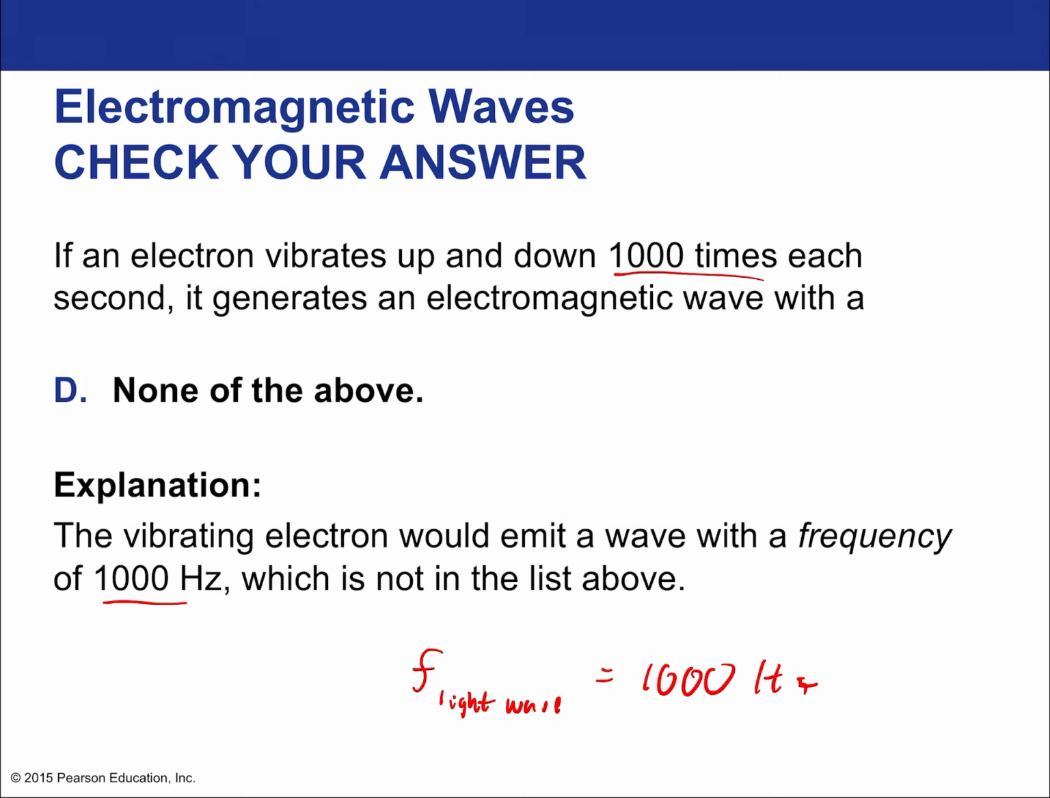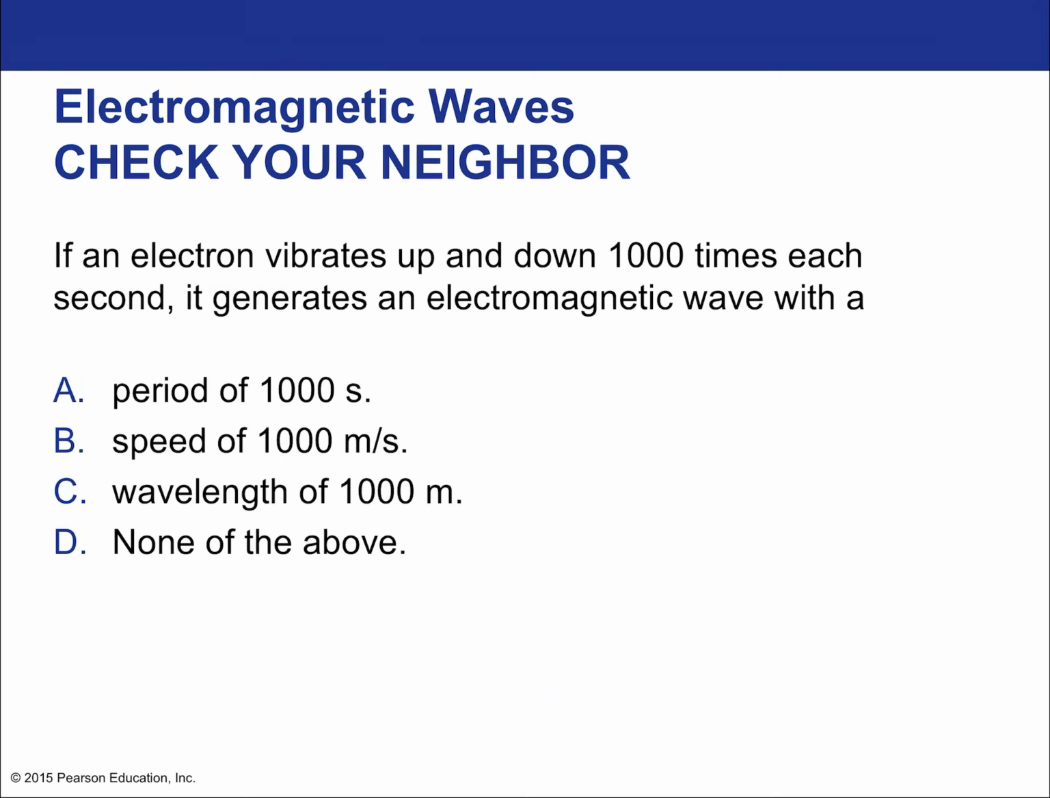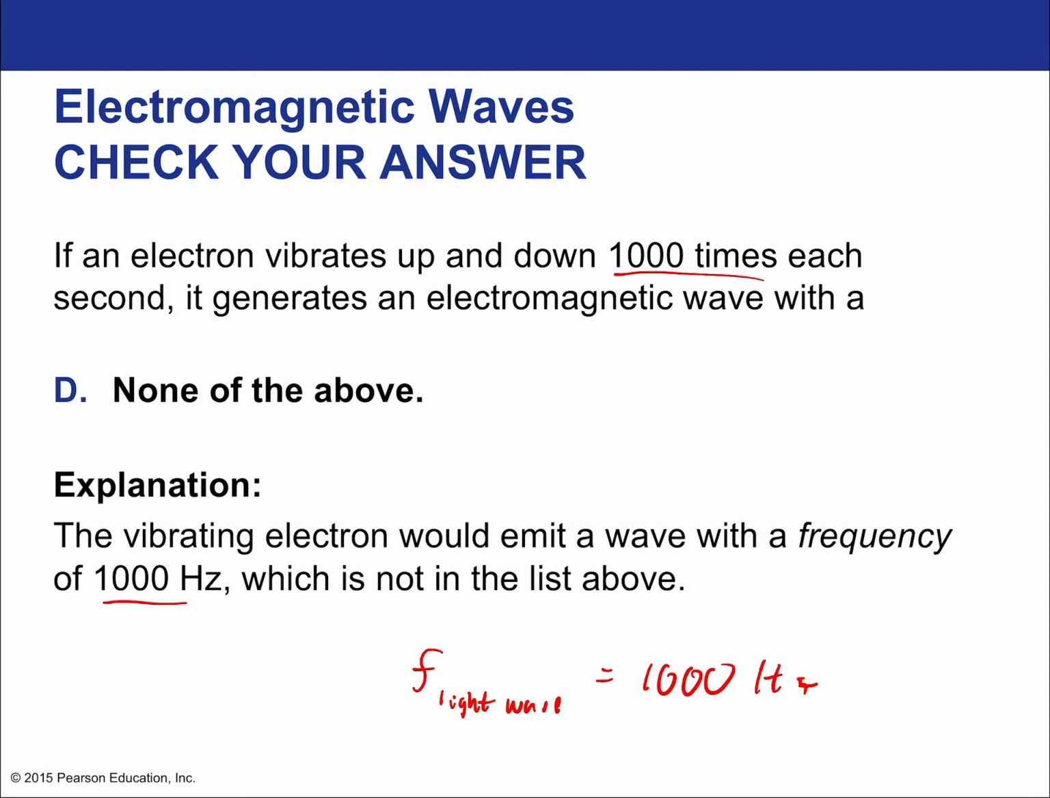But notice that was not one of our options. We had a period, we had a speed, and we had a wavelength, but we didn't have the one we were looking for, which is frequency. And refer back to the characteristics of waves to recall the relationship between period, speed, and wavelength. Okay? And frequency for that matter.